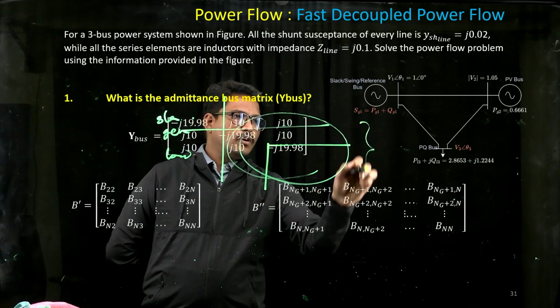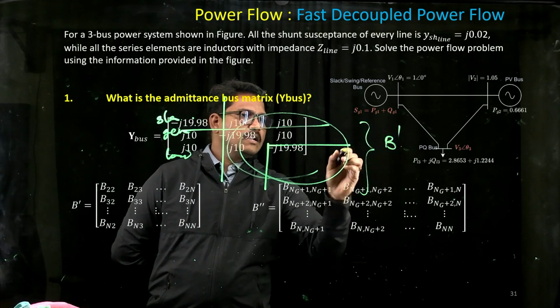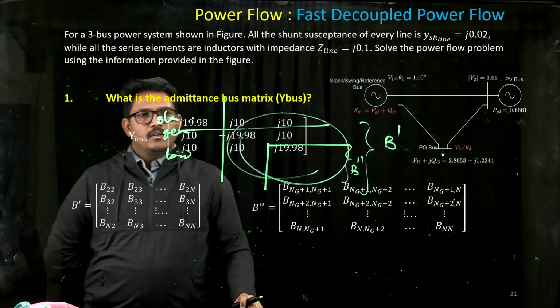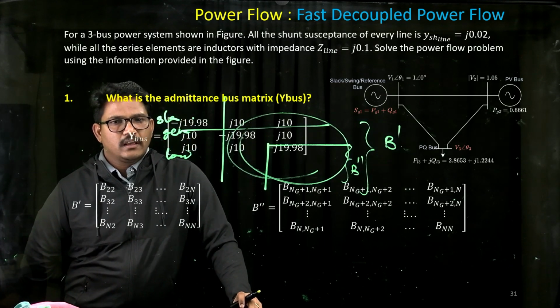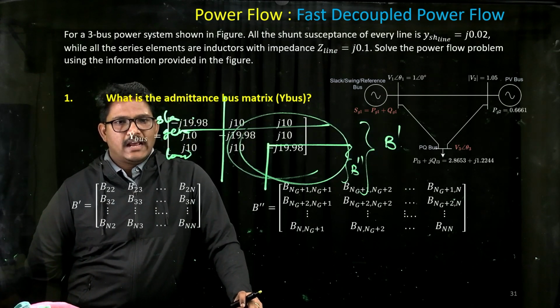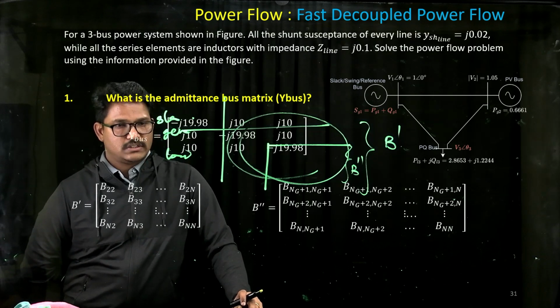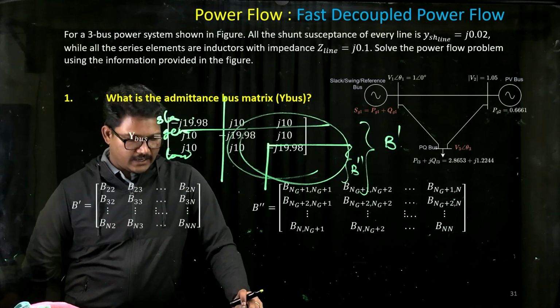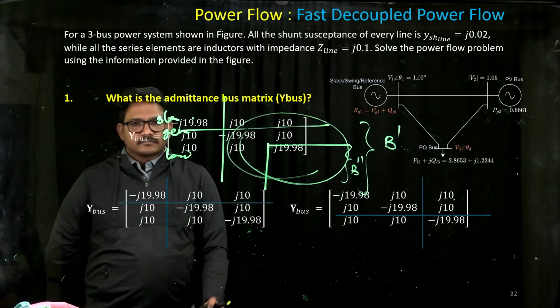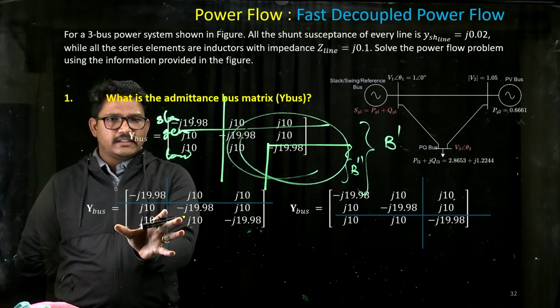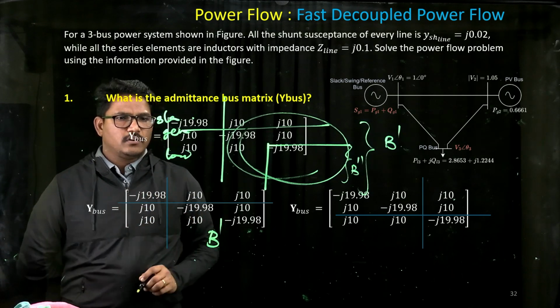So this total matrix is B dash, and only this matrix is B double dash for us. So that's how you will be directly getting the values of B dash as well as B double dash from your admittance bus matrix. And also I should consider that you have neglected the conductances. So this is the way that you split your admittance matrix, then you will be able to get your B dash.